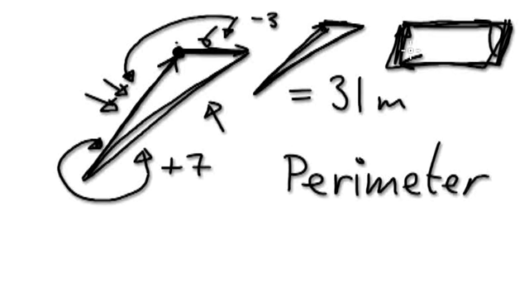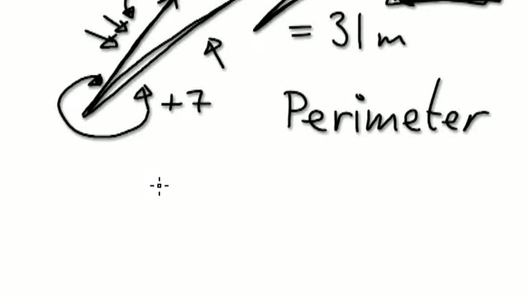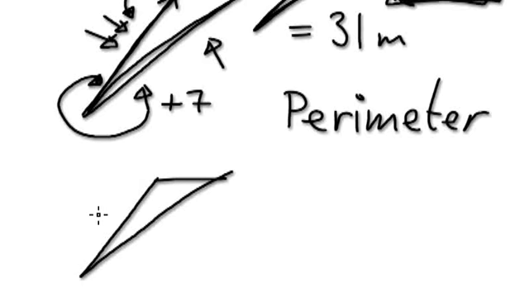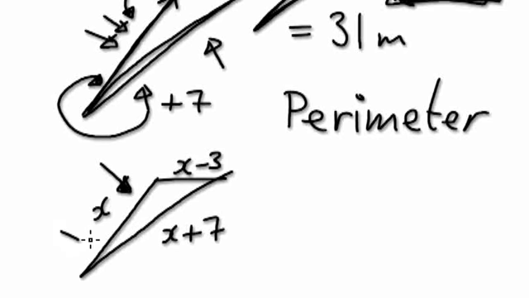Okay, so let's start again. I've got a triangle here, and this distance here, let's say this is x. This distance here is 3 meters shorter than this length here. And this length here is 7 meters longer than this length here. And the total perimeter is 31 meters.